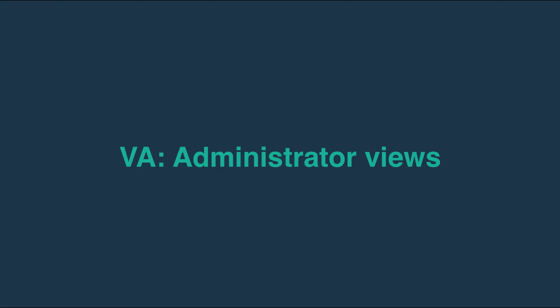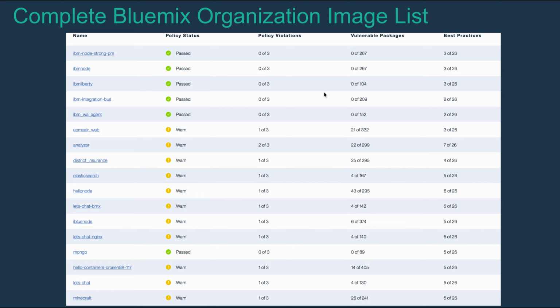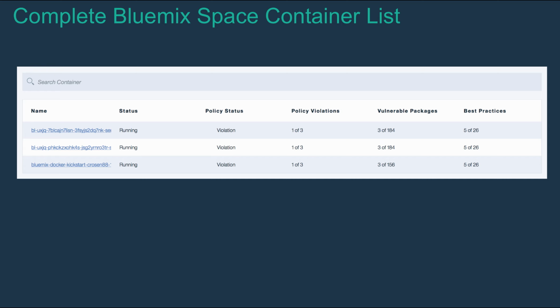Some administrator views within Vulnerability Advisor. It's important, again, as the admin to look at the entire breadth of your Bluemix organization. So this is showing my image list for my organization, and it'll list every single image that I have in here, give me a policy status, policy violation, vulnerable packages, and then best practice report for all of those images. I also have the ability to see the entire list of containers that I have deployed within my Bluemix space and determine if anything that is deployed has drifted from a secure state when it was initially deployed.